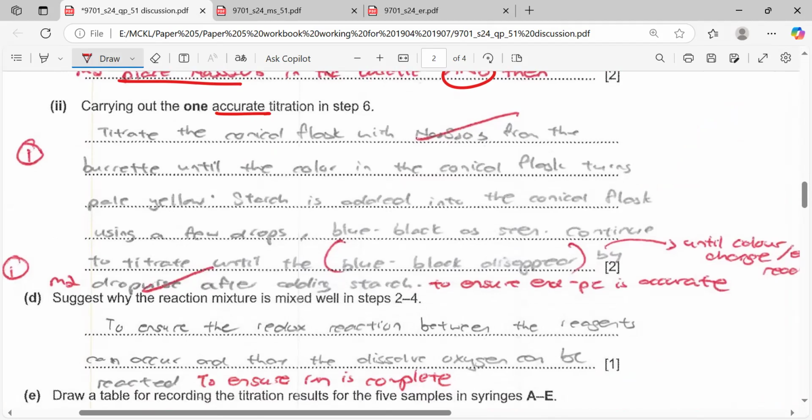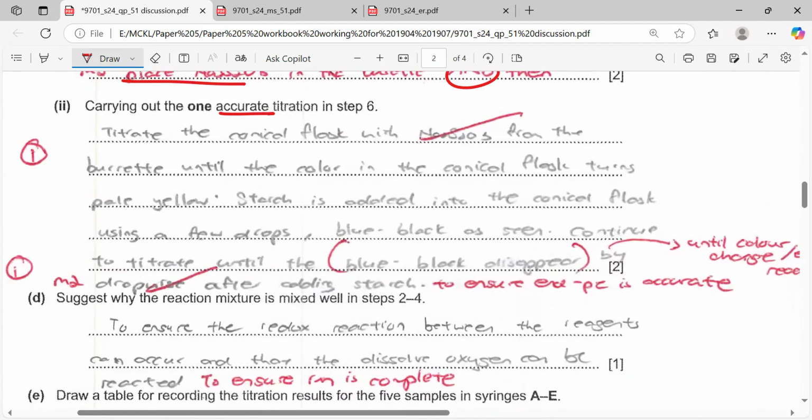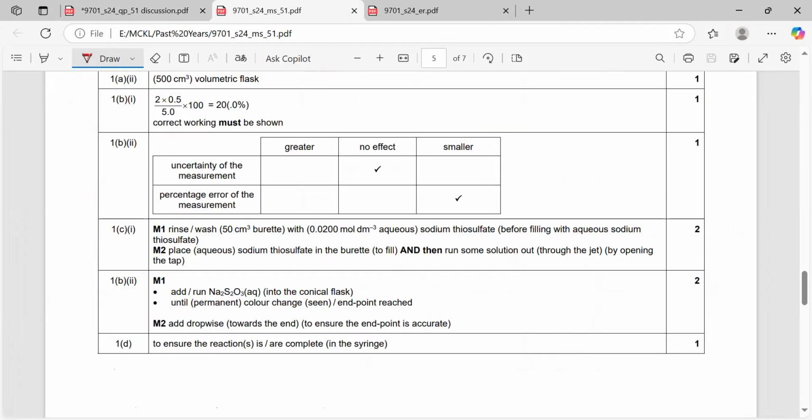Okay, so if we look at the marking scheme, titrate with sodium thiosulfate is 1 mark. Now mark 2, we want to see things like until the color change, or endpoint reached, and dropwise to ensure endpoint is accurate. So if you look at the marking scheme over here, add sodium thiosulfate into conical flask until a color change is seen or until endpoint. My answer is more detailed because I describe exactly the color changes that occur. But over here, I think they're a little bit more lenient.